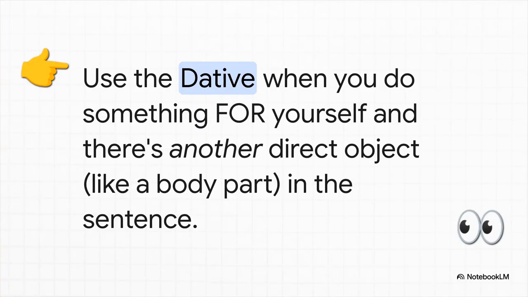So here's the rule of thumb, and it's a big one. You use the dative reflexive pronoun when you are doing something for yourself, and there's another thing in the sentence that's the real direct object. This happens all the time when you're talking about washing body parts or buying something for yourself.